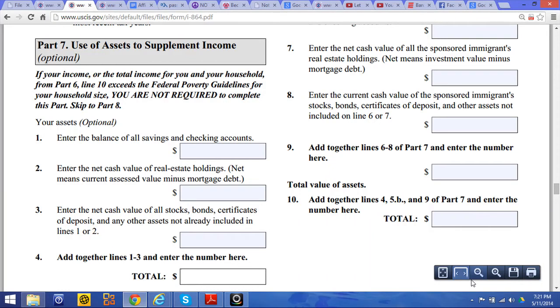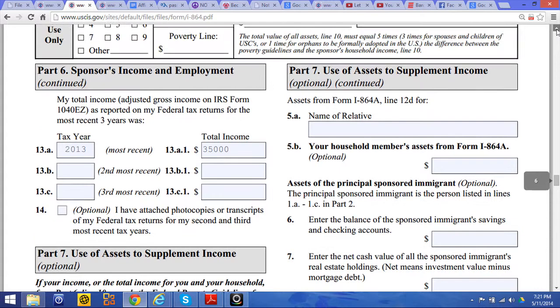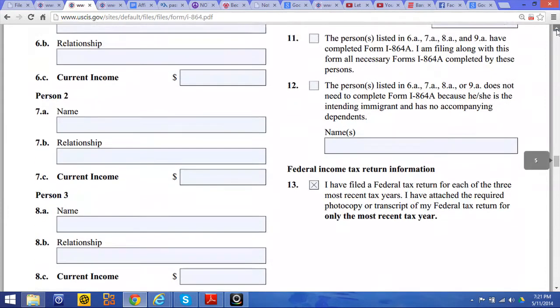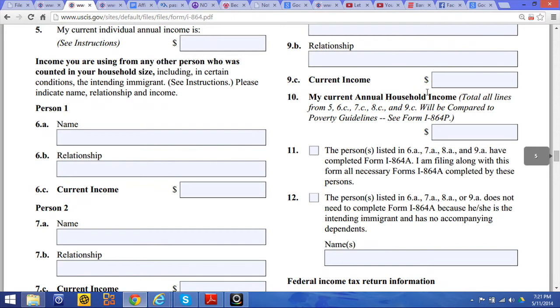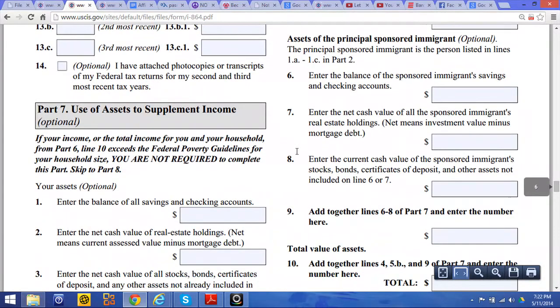Okay, we are in part 7, use of asset. This is optional, so it's really up to you. That means if your current annual household income in item 10 is under the poverty guideline 125, in the table I already showed you how to do it, then you may think about using asset.